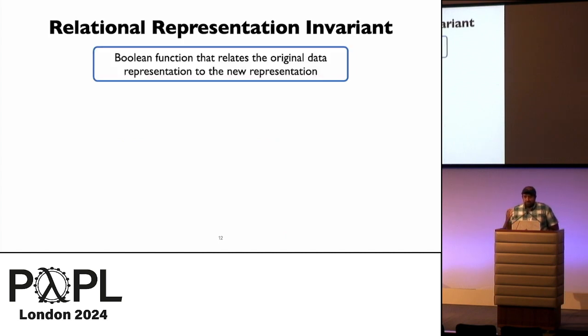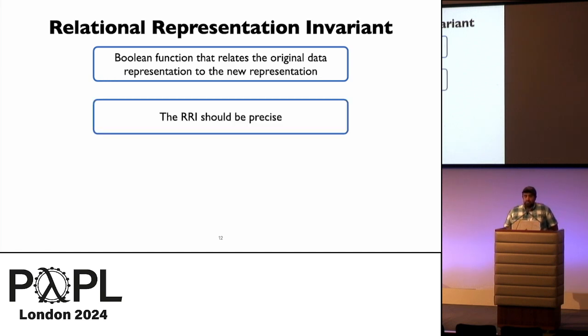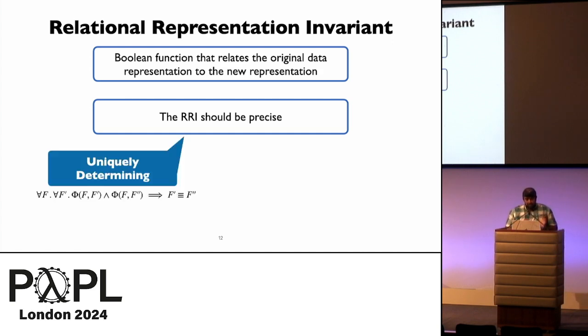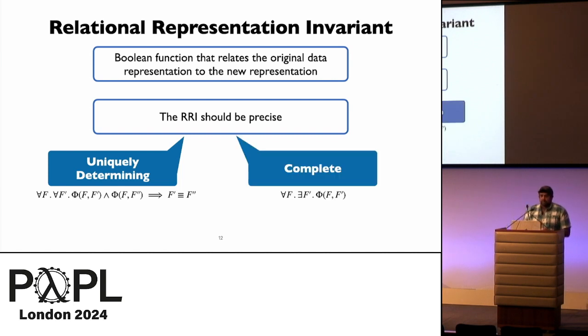And for our purpose in this talk, an RRI, relational representation invariant, is a Boolean function that relates the values of the old and new representations. What we require in our work is that the RRI should be precise. What I mean by that is that, given an instance of the old implementation, there should be a unique instance or values of the new representation that satisfy this RRI. And it should also be total. So for every instance of the original, there should exist at least a value for the new representation that satisfies the invariant.